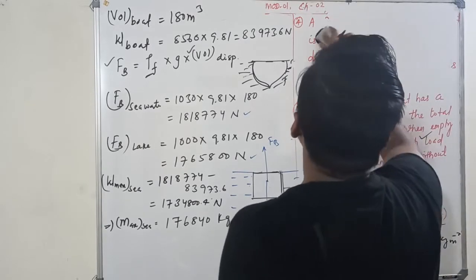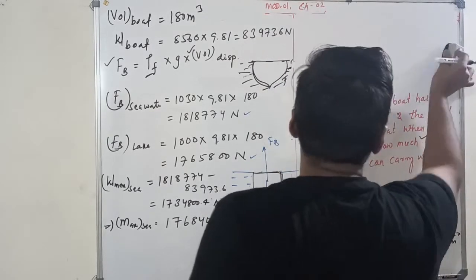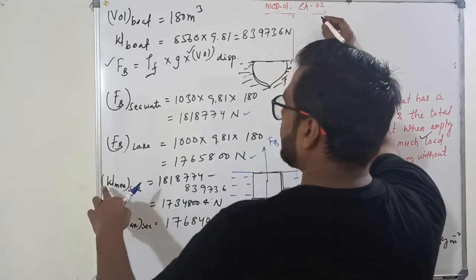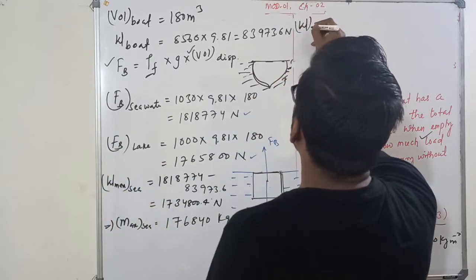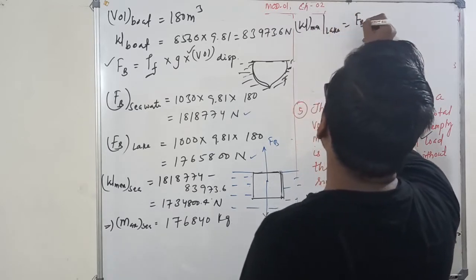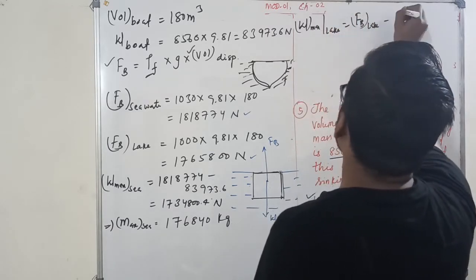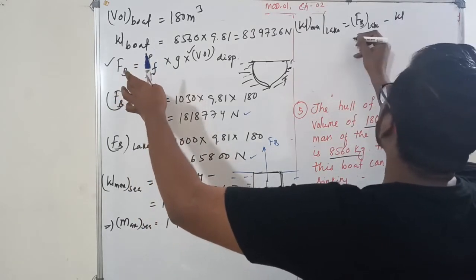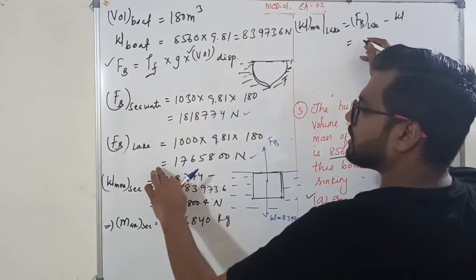Okay, I'm erasing question number 4. Now we need to calculate how much weight it can take in river water. Go ahead, find your maximum weight in the lake. Sir, force of buoyancy in lake minus the weight of the ship. Sir, what is the force of buoyancy in lake?